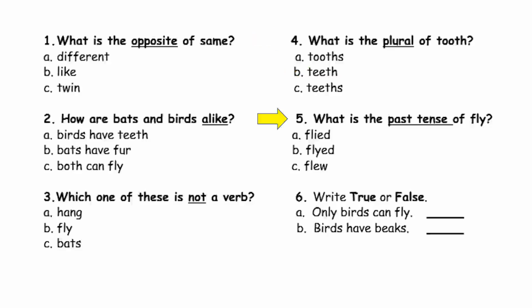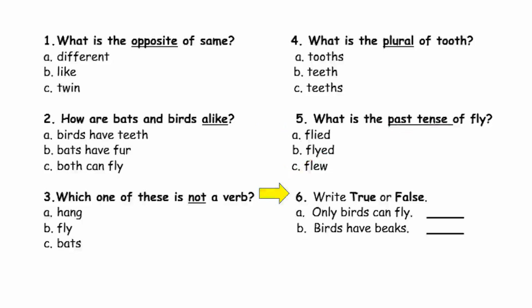Let's read the fifth question together. The fifth question is, what is the past tense of fly? Let's look at the options. The first option is flied. Second option is also flied. And the third option is flew. If you have read many stories, you would have known that the past tense of fly is flew. So we'll tick the correct option, that is C, for the fifth question.